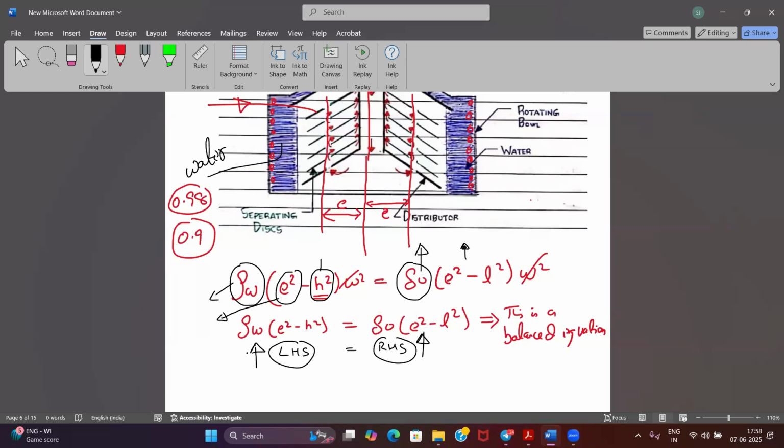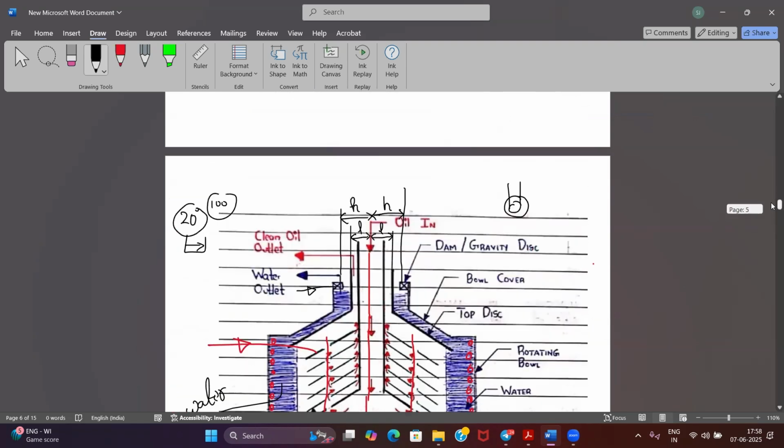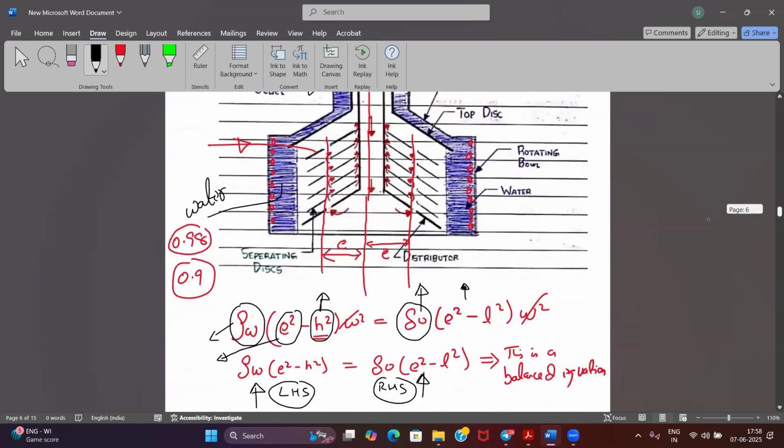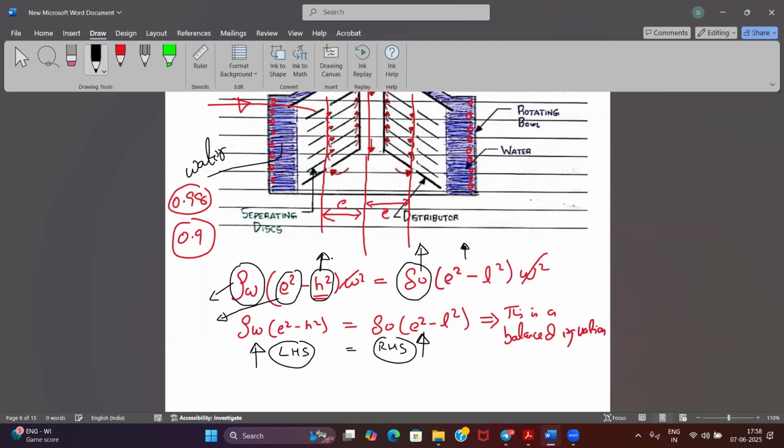Is it clear? The diameter of this thing has to be reduced. This h has to be reduced, right? That's why this e square minus h square will be reduced. Agreed? And if it is reducing, my LHS will go up. In order to reduce this h, I have to change my gravity disk.